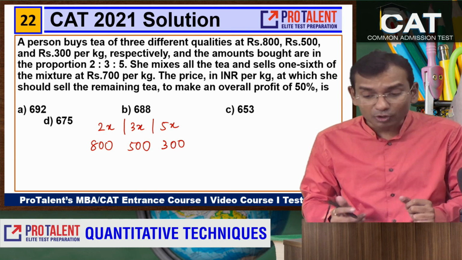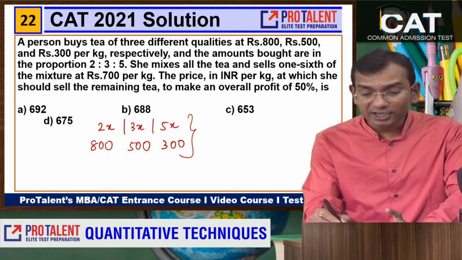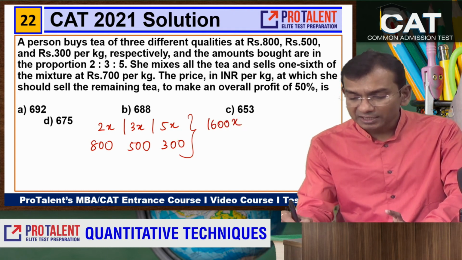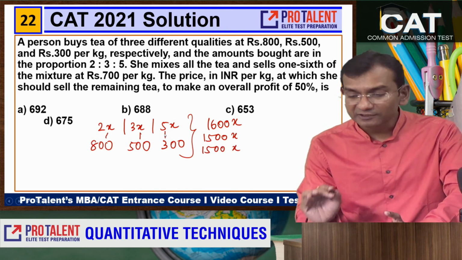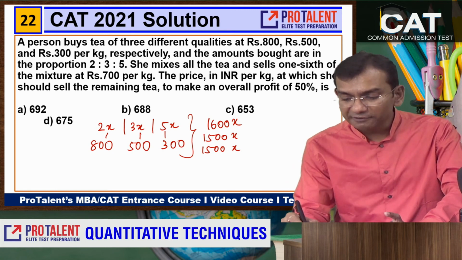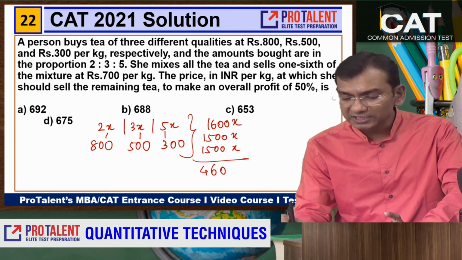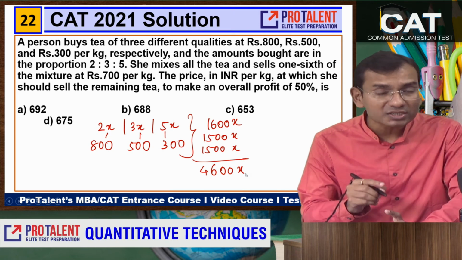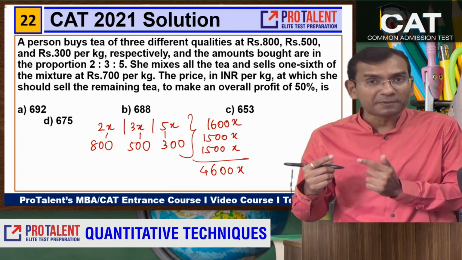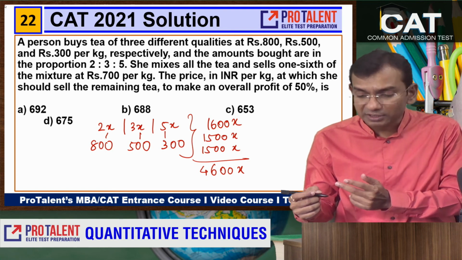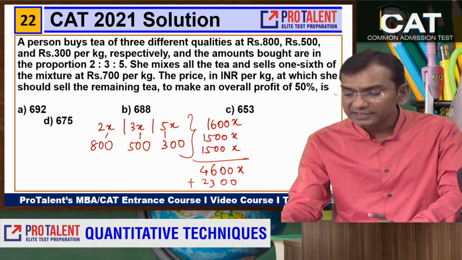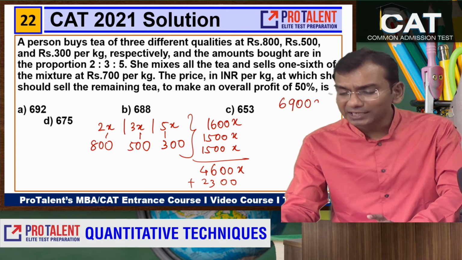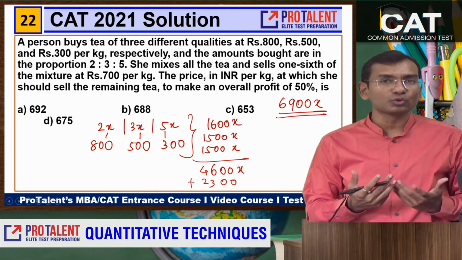So what is the original cost? The original cost is 800 into 2, which is 1600x. This is 1500x, I have multiplied it with the quantity. So that gives me the total cost, that is 4600x is my original cost. I need a profit of 50% on it, which is 2300x. I will be adding 2300x. So that means I should earn 6900x. That is the money I should earn.